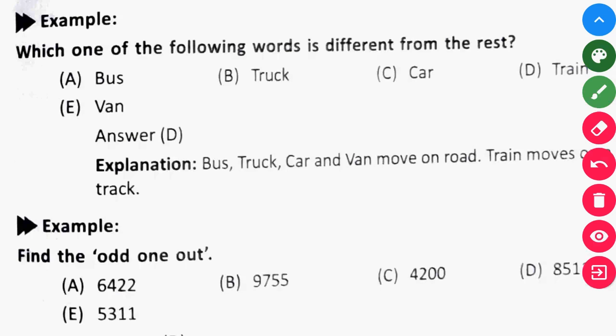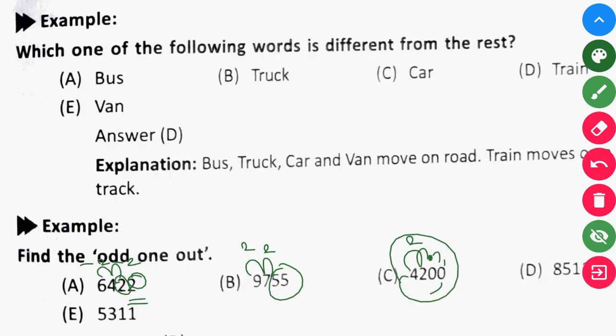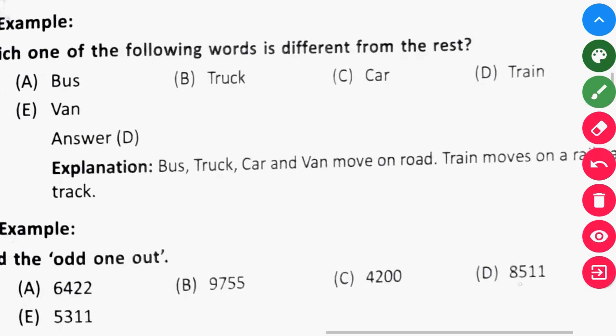Now again in the number series we have to find the odd one out. If you look at the numbers carefully, you can see 6 minus 2 is 4, 4 minus 2 is 2 and 2 is repeated twice. 9 minus 2 is 7, 7 minus 2 is 5 and 5 is repeated twice. 4 minus 2 is 2, 2 minus 2 is 0 and 0 is repeated twice. But here 8 minus 2 is 6 and 6 minus 2 is 4. So there should be 8 6 4 4 like the number pattern.